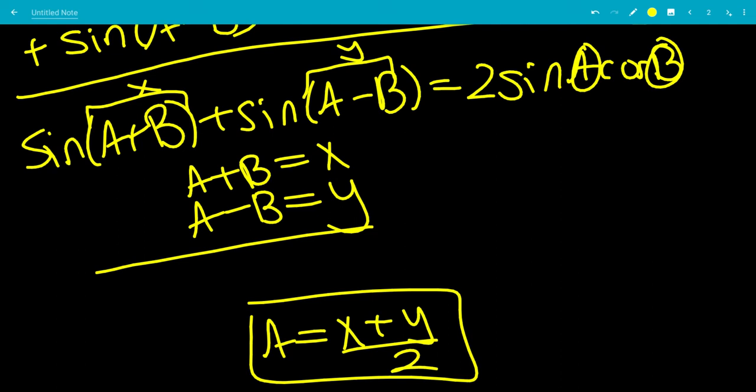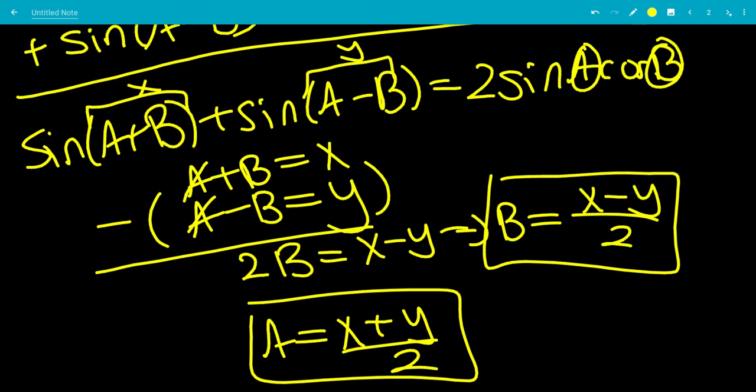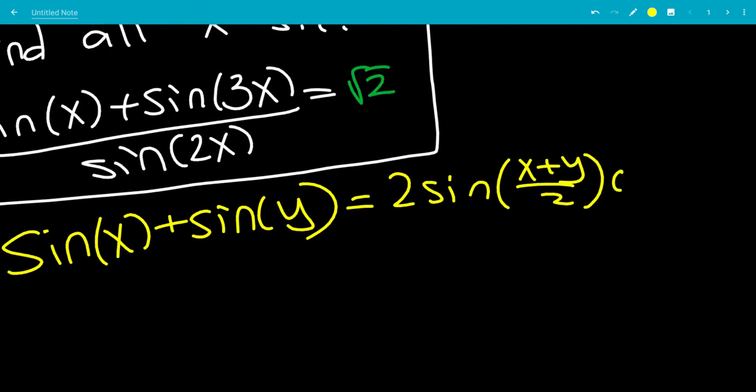Let's look at a plus b equals x, subtract by the equation a minus b equals y. So a minus a will cancel. B minus negative b will be 1 minus negative 1, which is 1 plus 1, which is 2 times b equals x minus y, which tells us that b equals x minus y over 2. Okay, so we have that this is equal to 2 sine of x plus y over 2, basically the average of x and y, and then we have cosine of x minus y over 2, which is like the difference of x and y divided by 2.